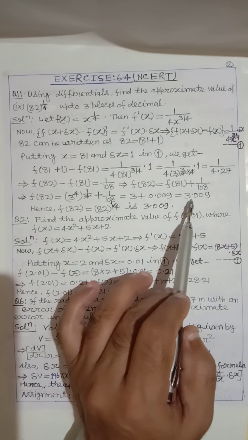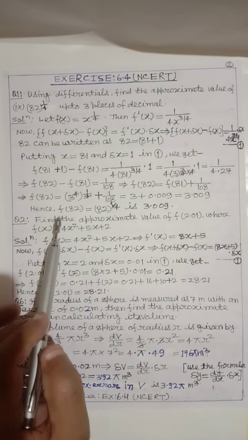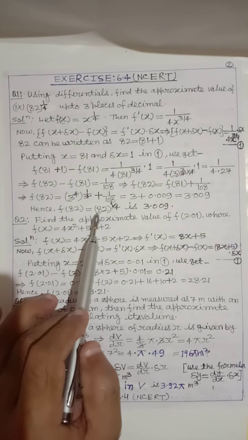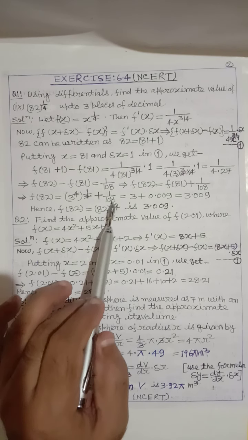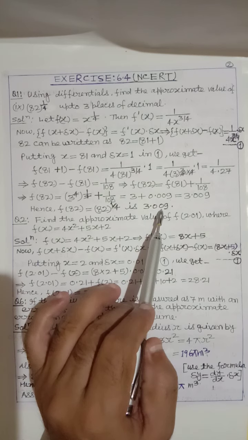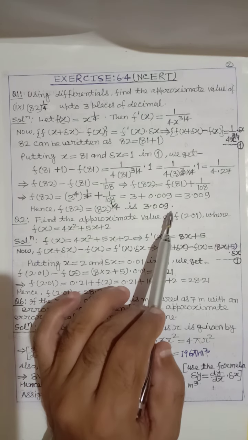is equal to 3.009. Therefore, f of 82 equals 82 to the power 1 by 4 is 3.009 up to 3 places of decimal.